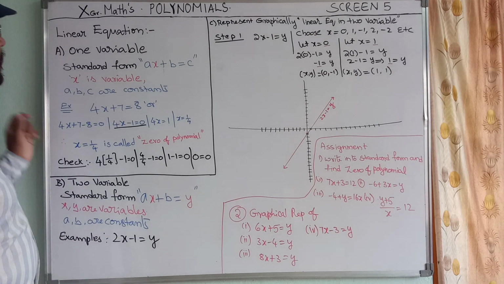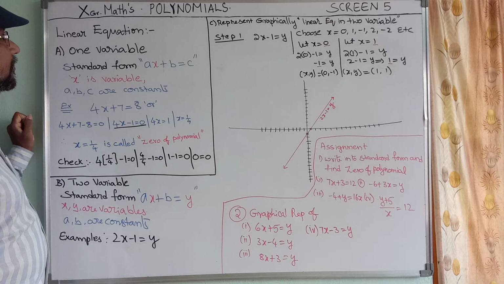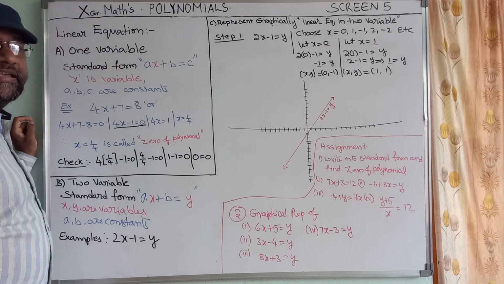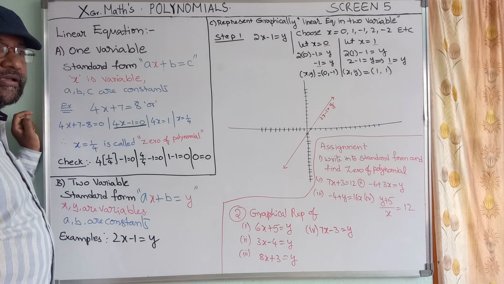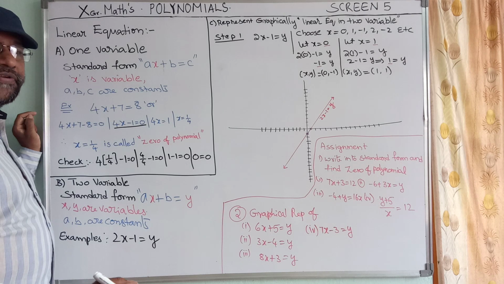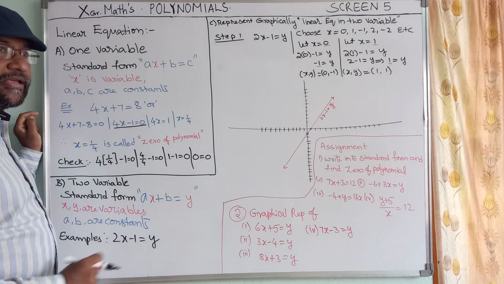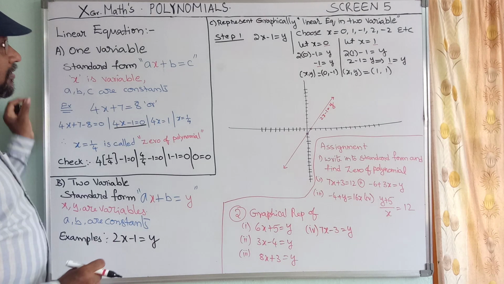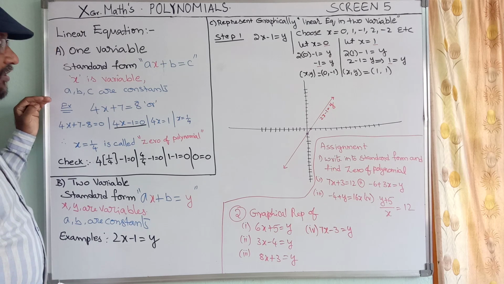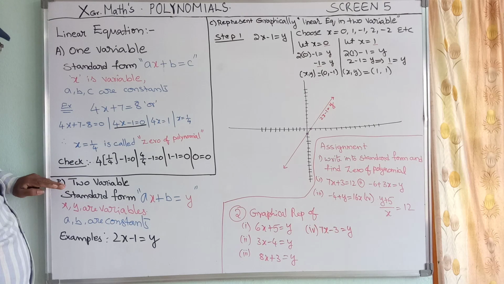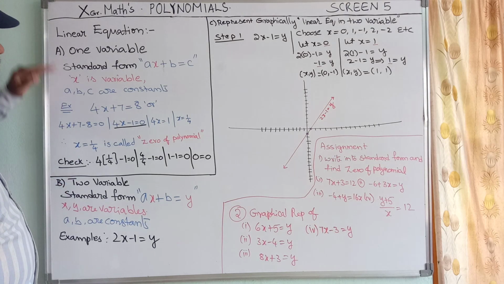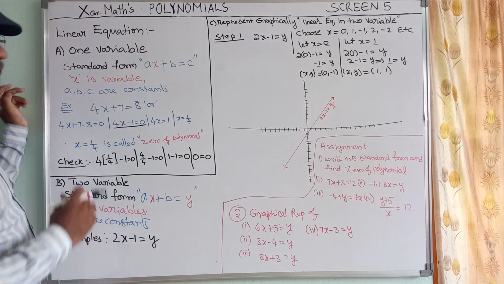Hello students, today we are going to learn about linear equations. If the degree of the equation is 1, then it is called a linear equation. Here we have two types of linear equations: a linear equation with one variable and a linear equation with two variables. First, the linear equation with one variable, let us see.